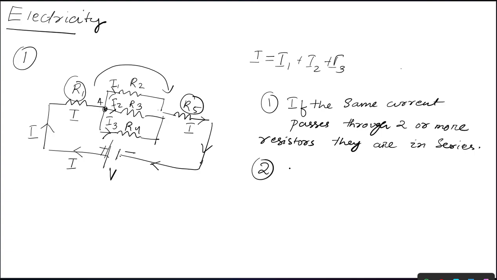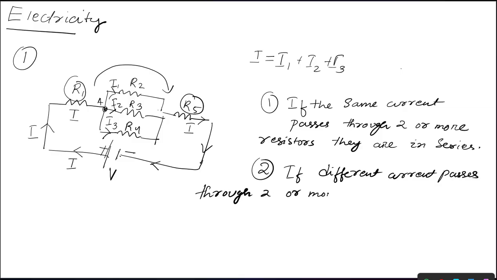Second, if different current passes through two or more resistors, they are in parallel. Following these two rules, we can say that R1 and R5 are in series, while R2, R3, and R4 are in parallel.